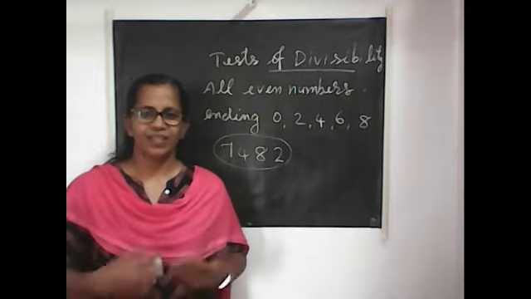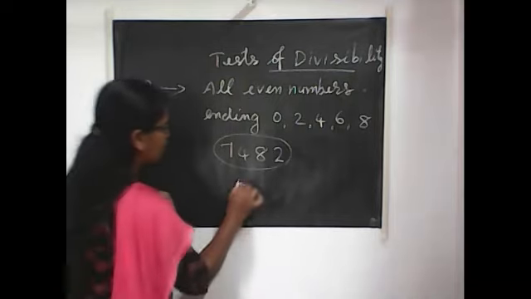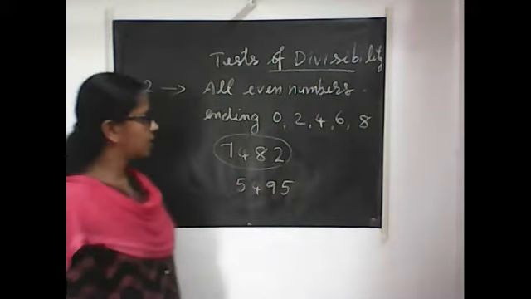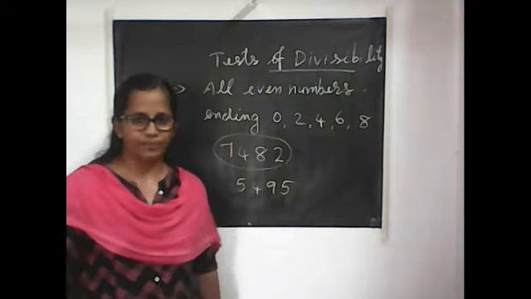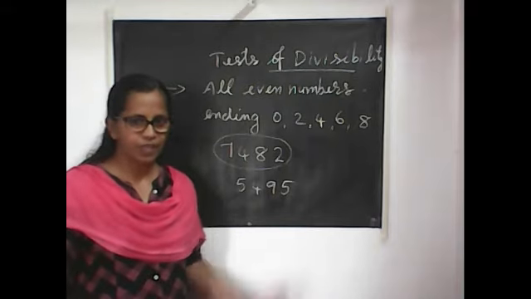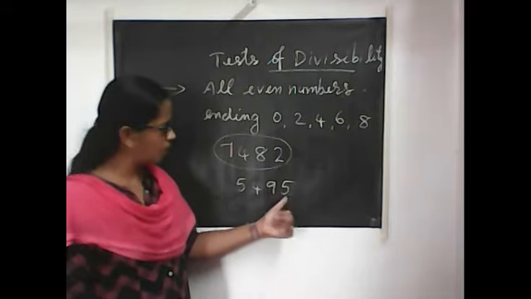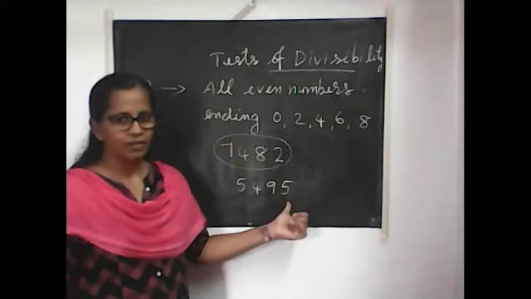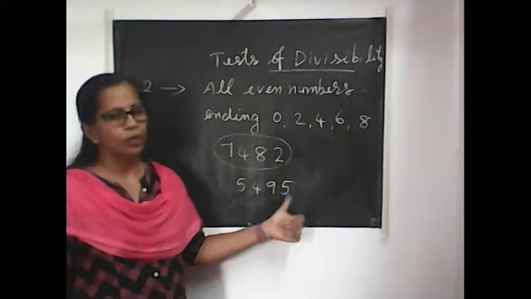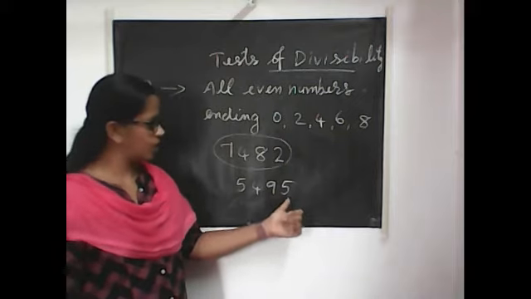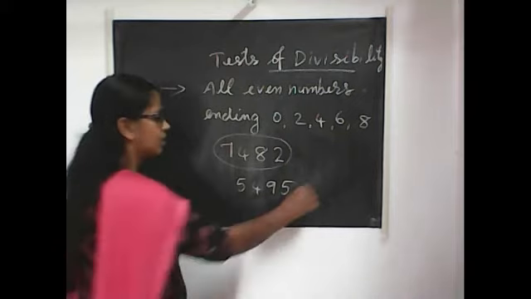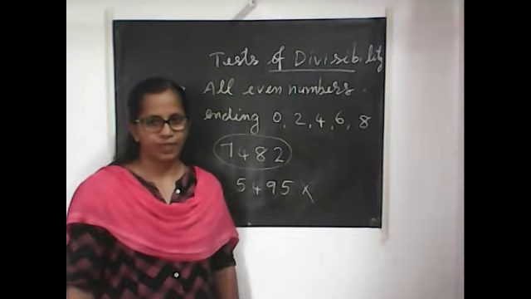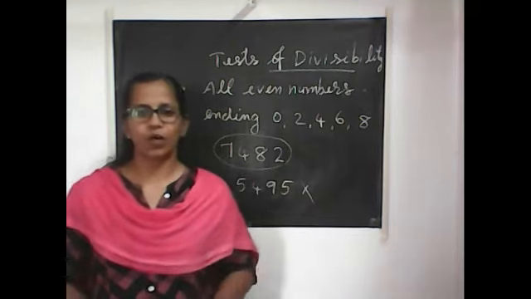See this one, 5495. Is it divisible by 2 or not? No, because the ending number, that is the ones place digit, is not even. Not 2, not 0, not 4, not 6, not 8. So it is not an even number, therefore it is not divisible by 2. Got it? Yes, this is the divisibility test of 2.